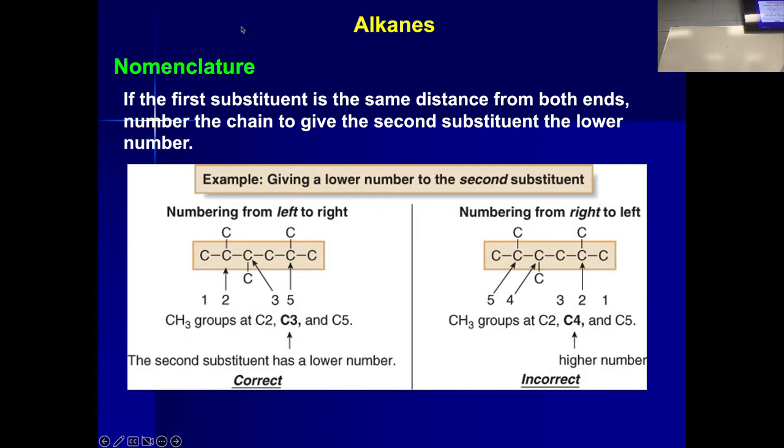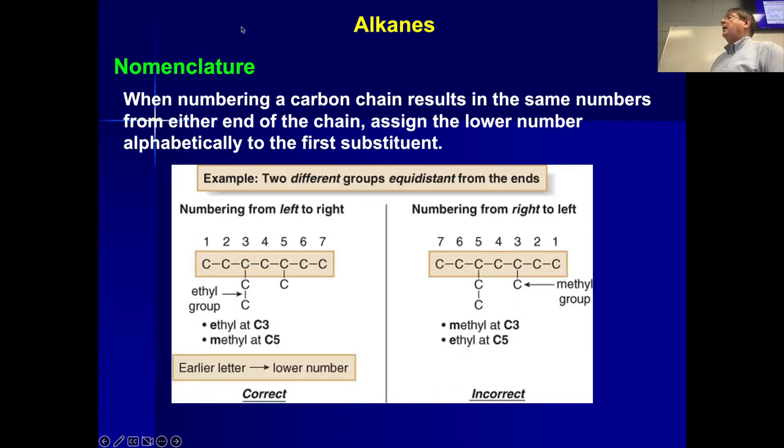So this is going to be correct, right? Because it gives me substituents at carbons 2, 3, and 5 versus 2, 4, and 5, okay? And they highlight what I call the first point of difference rule. But we don't need to worry about that in this class, okay? So you're just going to want to have your substituents be the lowest possible number that you can get, okay?